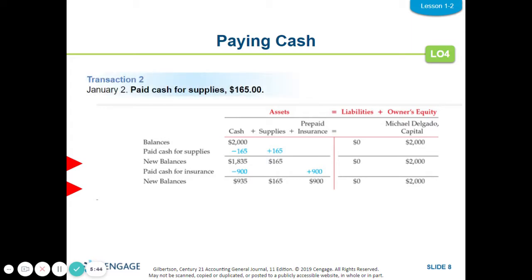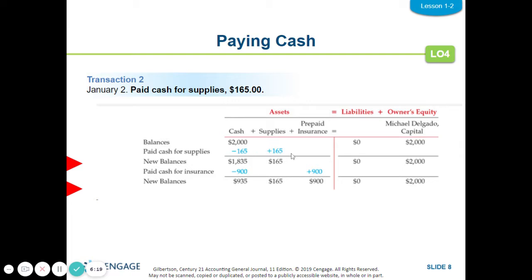This one, we paid cash for supplies. So to run a business, sometimes you've got to have supplies like staples and paper clips and tape and scissors and things like that, just to have your little office set up. In this example, Michael Delgado goes out to, say, Walmart or Office Depot and buys $165 worth of supplies. He pays cash for it, writes a check for it, or swipes his debit card. So that money is going to come out of his cash. So that decreases our cash.